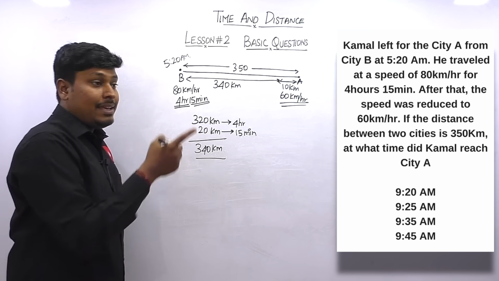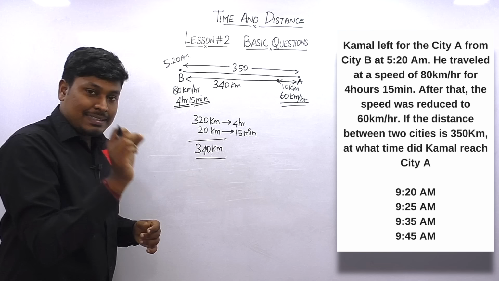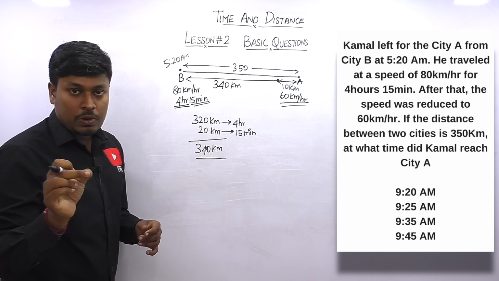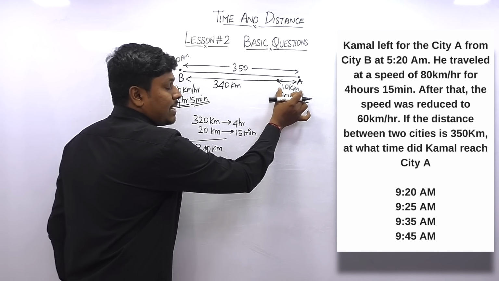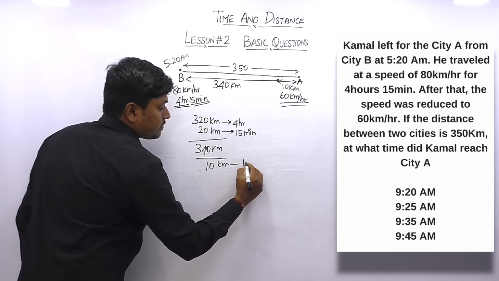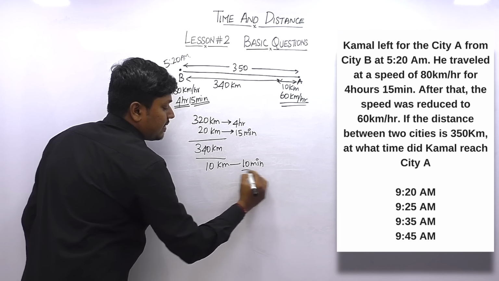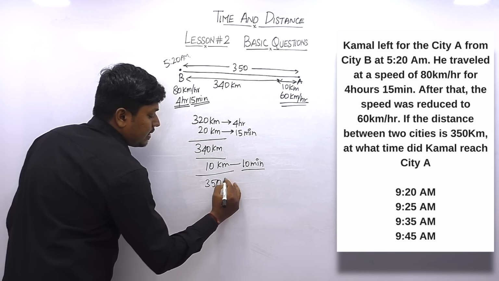In 1 hour he is traveling 60 km. 1 hour is 60 minutes. In 60 minutes he is traveling 60 km. Then 1 km will be 1 minute. Our target is to find 10 km. So 10 km will be 10 minutes. In 10 minutes he will cover 10 km. So finally he reaches city A.